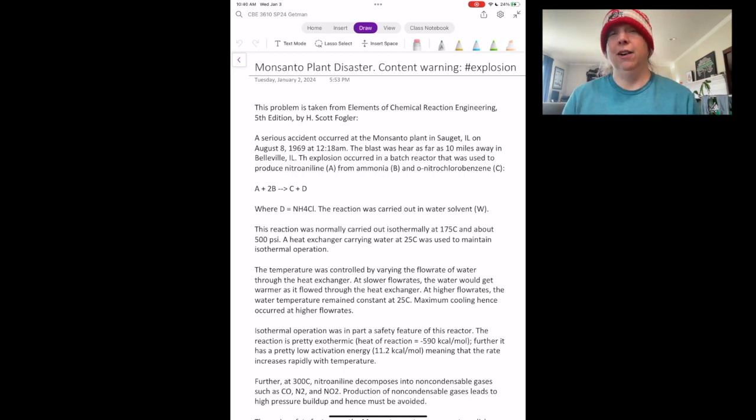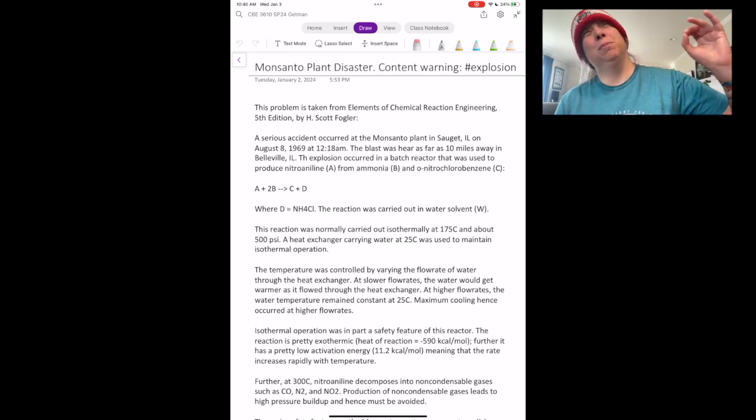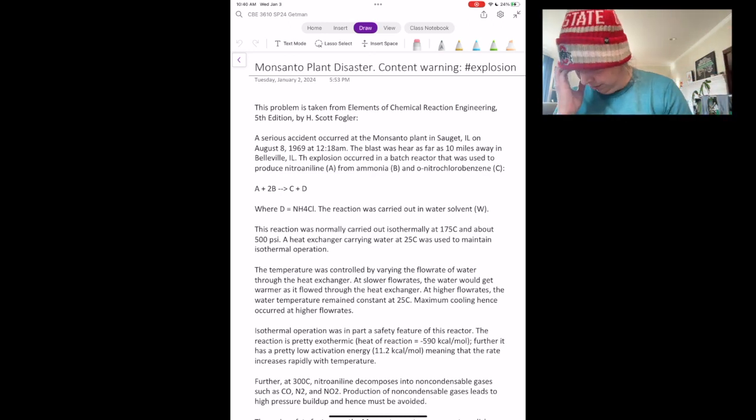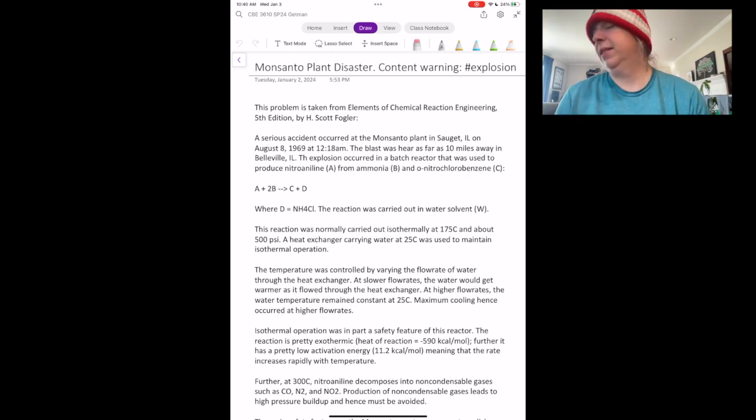So the reaction is giving off a lot of heat, and simultaneously the rate constant increases rapidly with temperature. What this means is that as the reaction is proceeding and giving off heat, it can increase the temperature, which can increase the rate, and this can lead to significant increases in the heat. Maintaining an isothermal operation prevents this from happening.